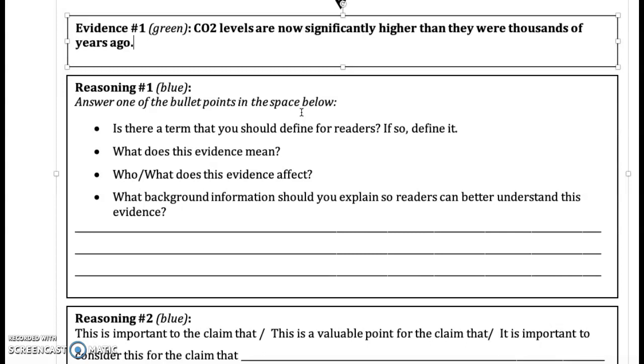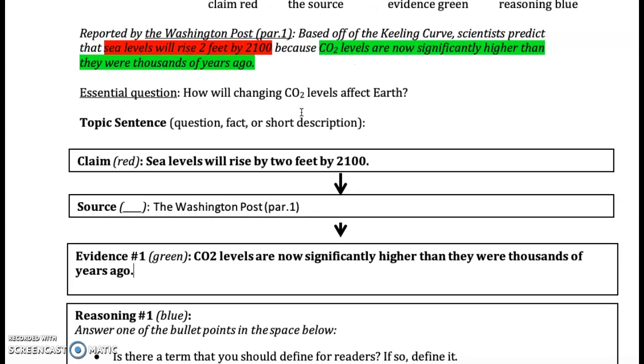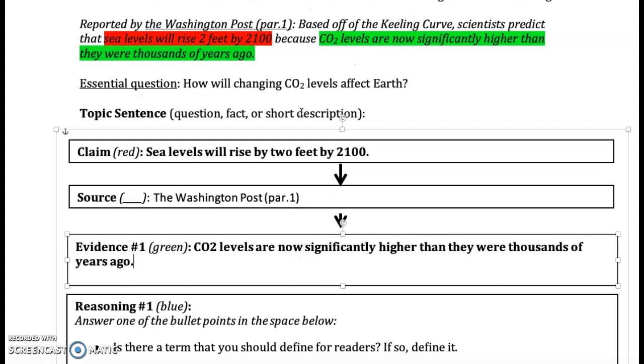But I'm going to start with, is there a term that you should define for readers? And that will be our first piece of evidence. So let's go back up here. Our first piece of reasoning. It says, based off of the Keeling curve. So do our readers need to know what the Keeling curve is? Do you know what the Keeling curve is? I think that's a good place to start.